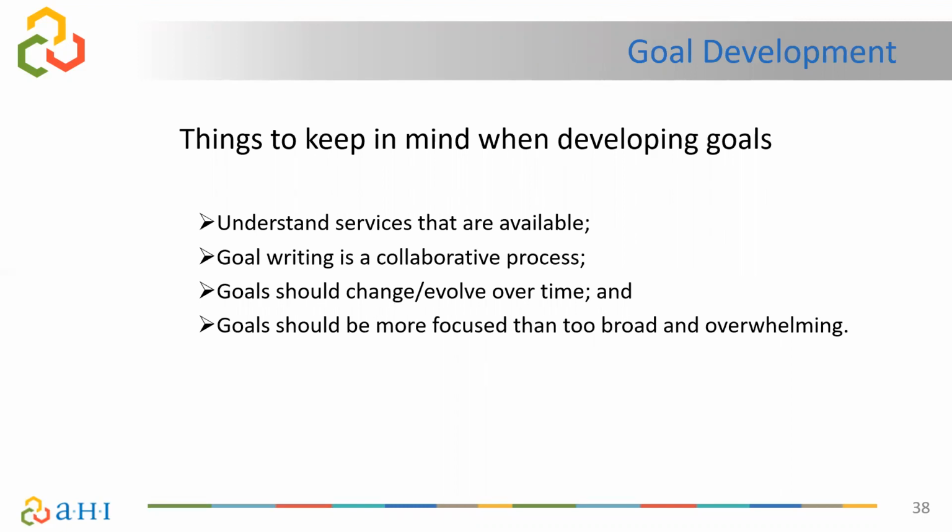Things to keep in mind when developing goals. You want to make sure that you understand the services that are available in your area to your member. You want to make sure that goal writing is a collaborative process. We're not writing goals for our members, we're writing goals with our members. Understand that goals should change and evolve over time. As you work with a member, you should be achieving goals, completing goals, and then amending those goals and adding new ones at every amendment, every 6 months to a year. And the goals should not be too broad or too overwhelming.